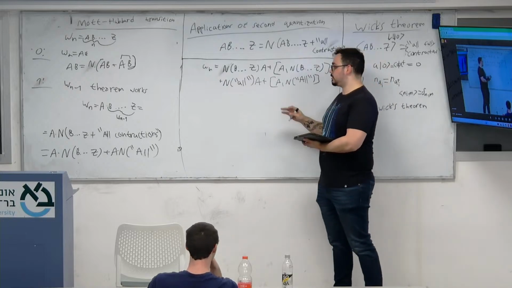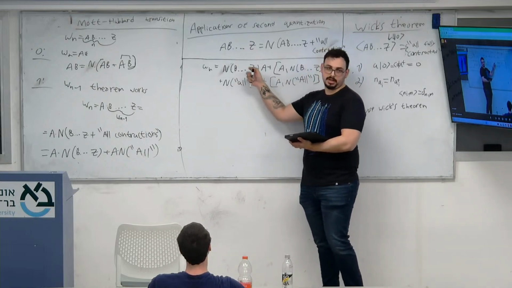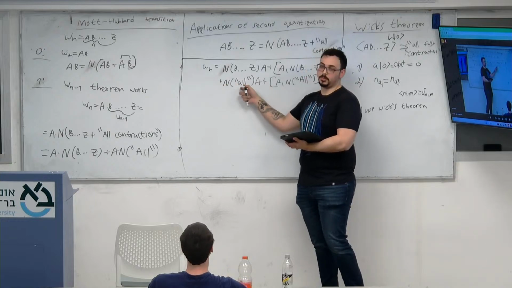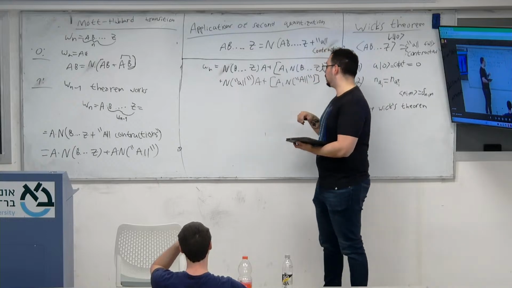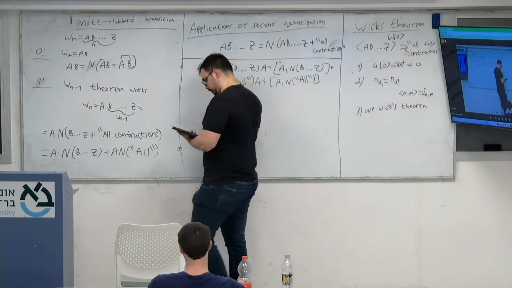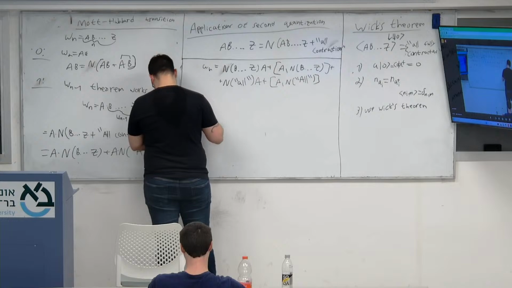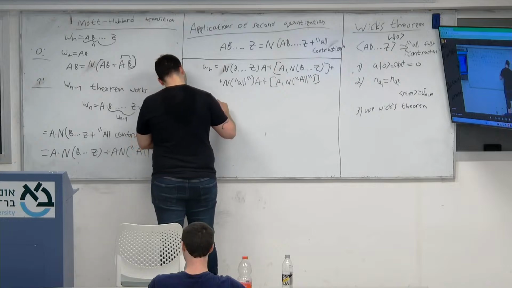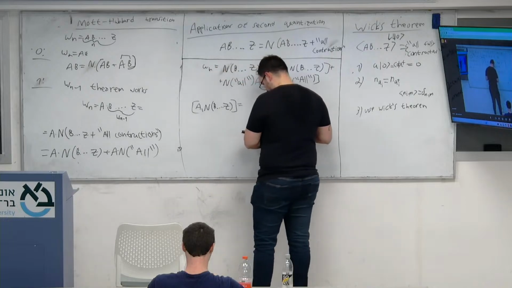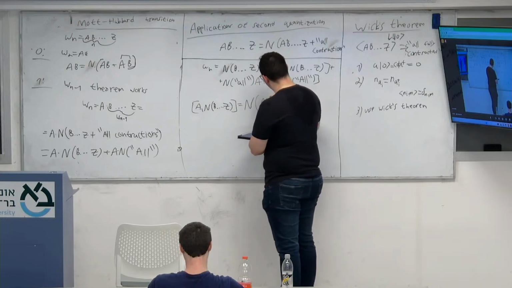Now let's look at these two left terms. The first term right here is the normal order of A to Z. This term right here is the normal order of all contractions that don't involve A. Now let's look at the first term on the right: the commutator of A and the normal order of B to Z equals N of the AB contraction.